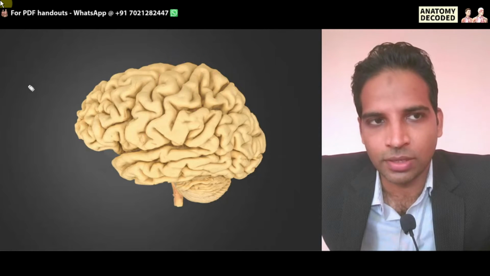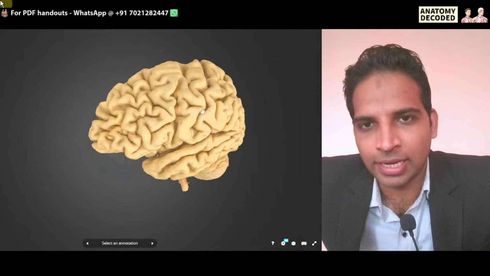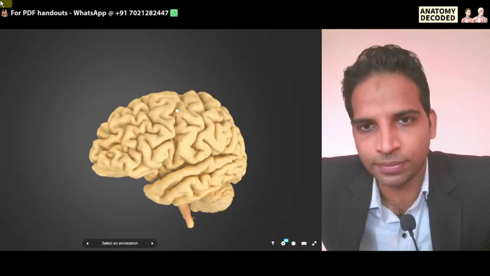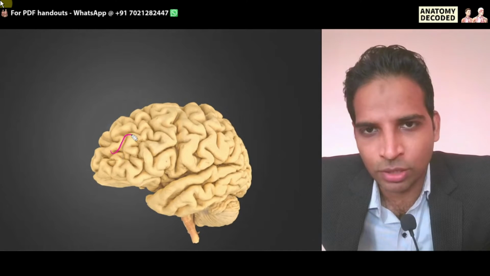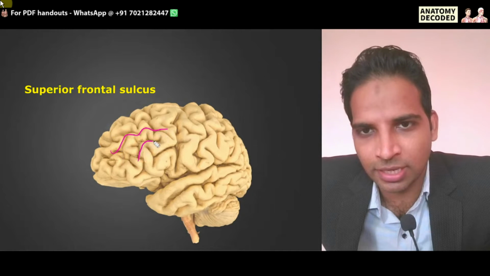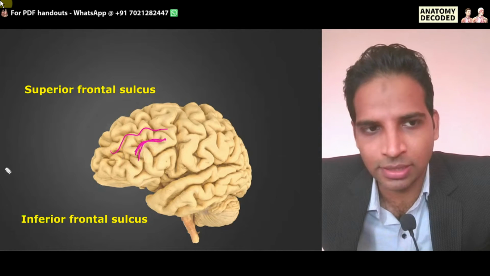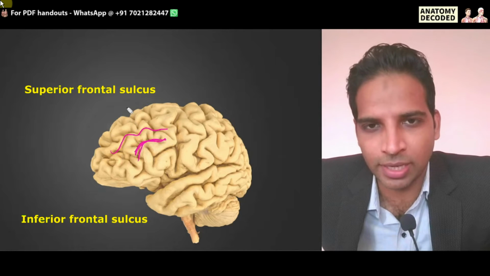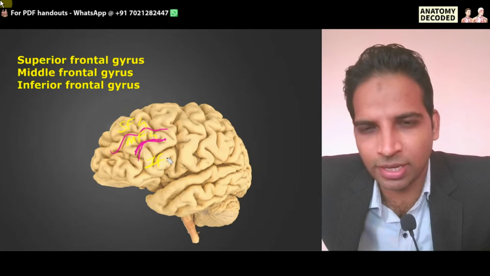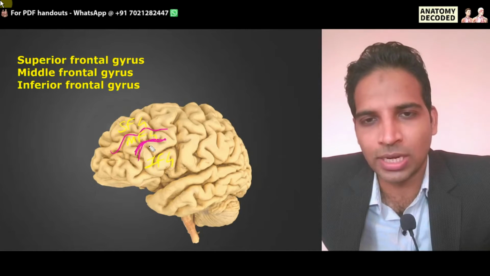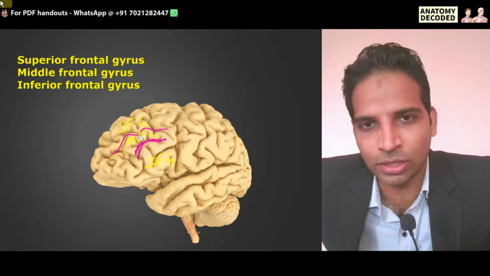Then coming to the anterior aspect of the frontal lobe, three gyri are seen separated by two sulci. Let's identify that. There is one sulcus referred to as the superior frontal sulcus, and one sulcus referred to as the inferior frontal sulcus. Above and below them there are gyri: the superior frontal gyrus, middle frontal gyrus, then inferior frontal gyrus. So two sulci and three gyri in relation to it: superior, middle and inferior frontal gyrus.